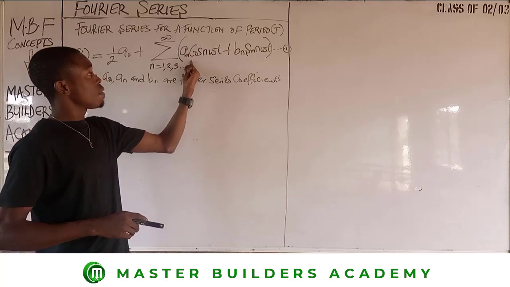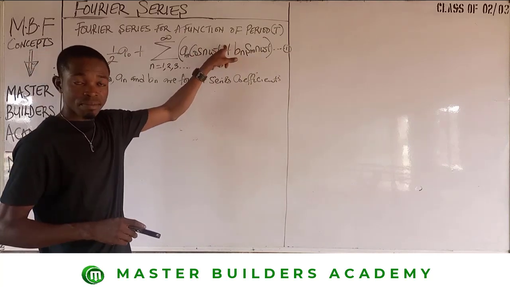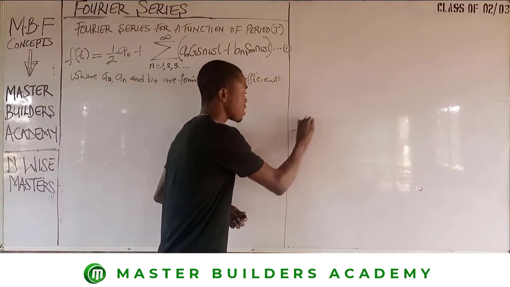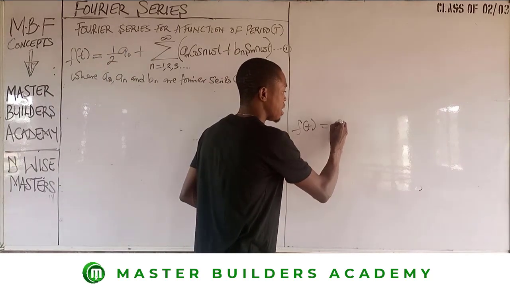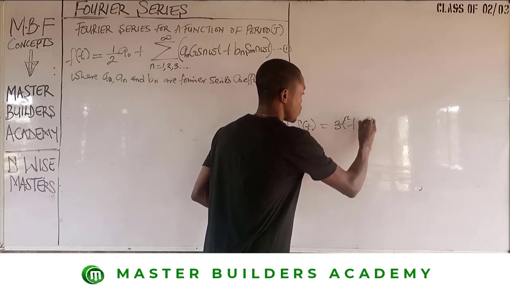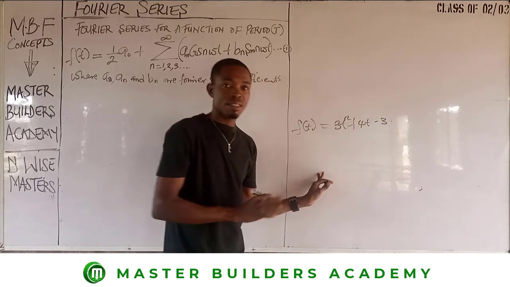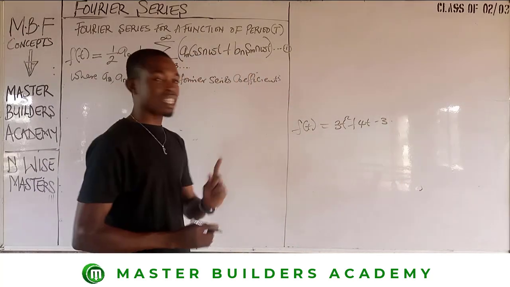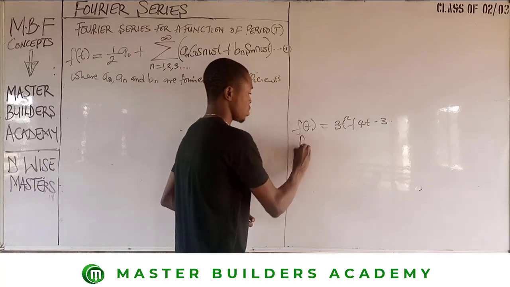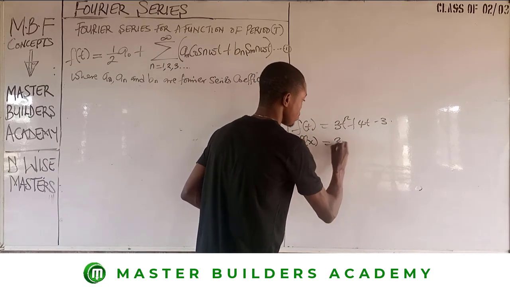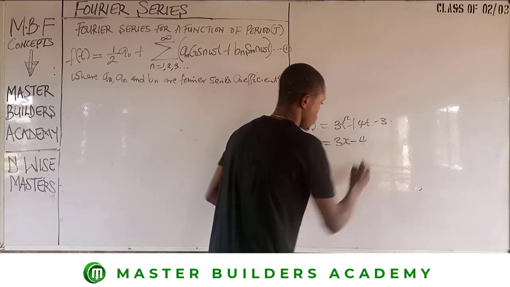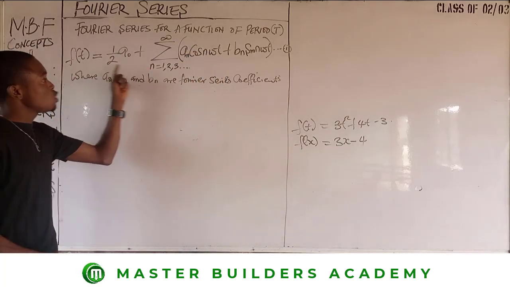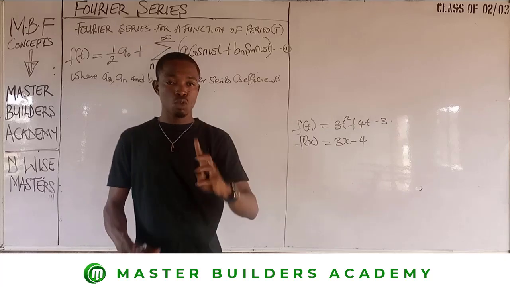Alright, then we have cos n omega t. This t defines the function, meaning f of t is equal to maybe 3t squared plus 4t minus 3. Okay, so the function will be in terms of t. Now, take for instance, as you are given this, the function is a function of x, 3x minus 4. Take for instance, this is what you have. That means when you are stating this formula, anywhere you have t, you will replace it with x.